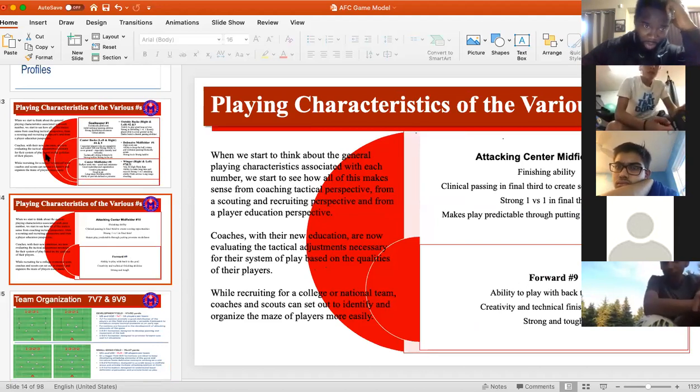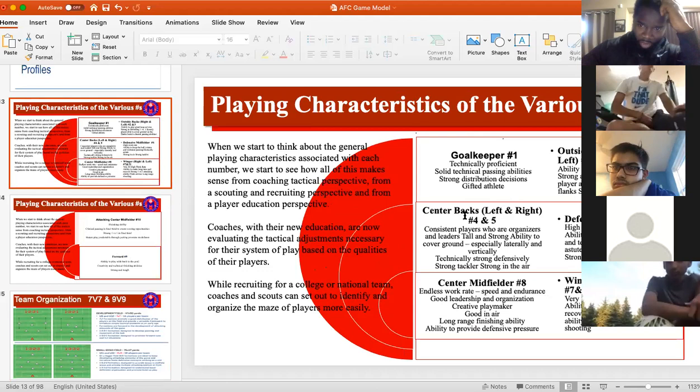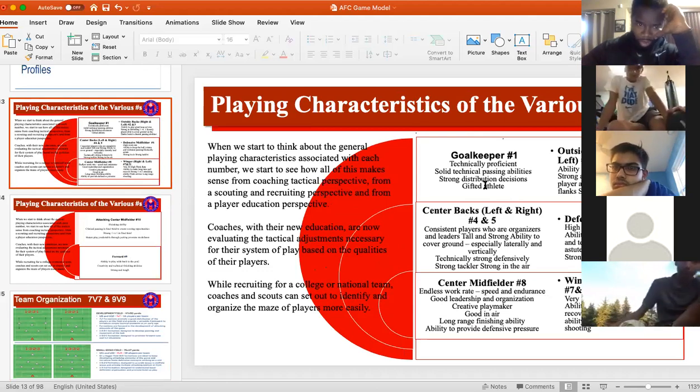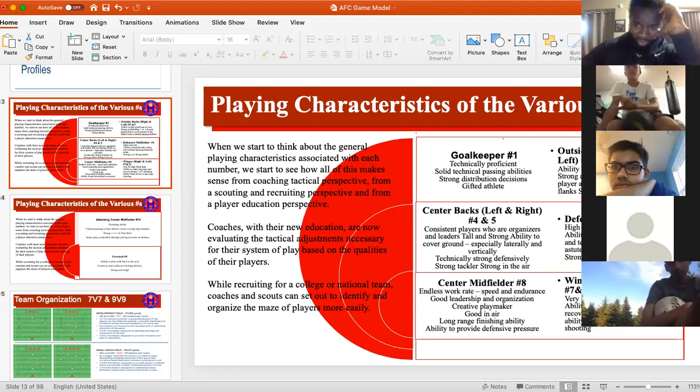But one thing about this thing here, the top of player characteristics. See that? So as a goalkeeper or as a player in those positions, you need to have certain kind of quality that will make you play those positions effectively.